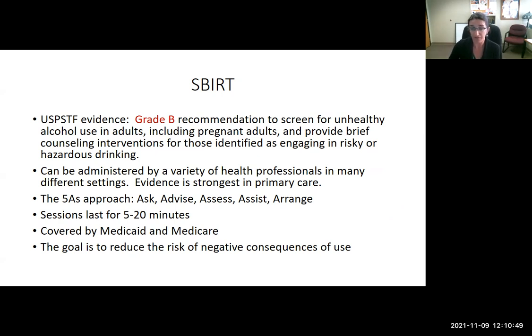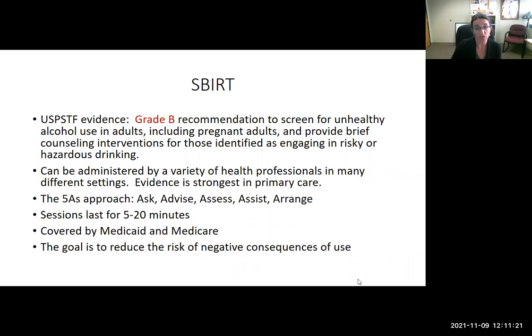The evidence is strongest in primary care, though I believe this was first developed in ER settings, and it involves the 5 A's approach. Ask about their drinking, advise, assess their readiness to change, assist if they're ready to make a change, and then arrange their follow-up for that. The sessions can last anywhere from 5 to 20 minutes. Importantly, because of that grade B recommendation, these are covered by Medicare and Medicaid, and the goal is to reduce the risk of negative consequences of use.